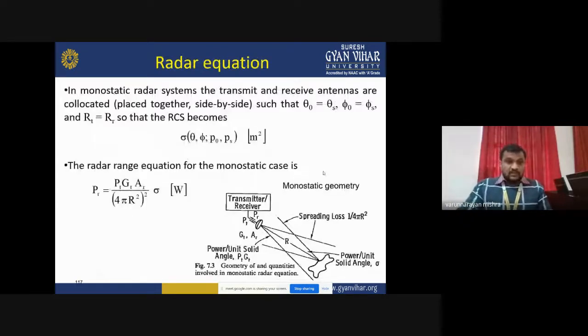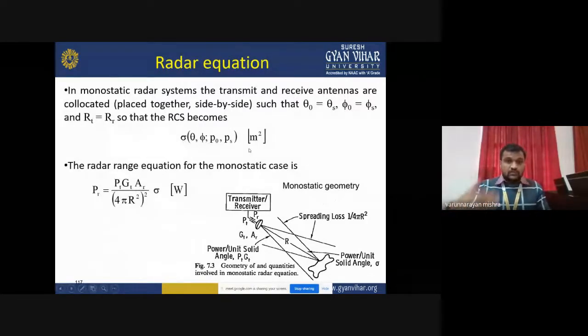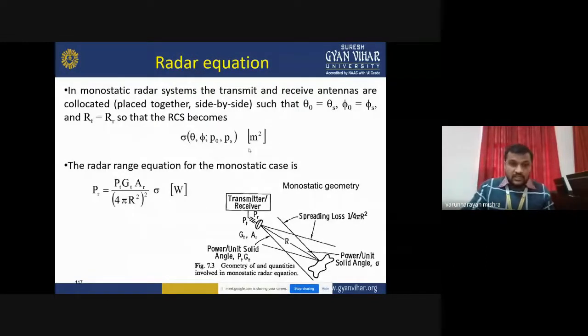Okay, this is another example. This is the equation that will be used to calculate the radar range equation, or in the case of monostatic radar.